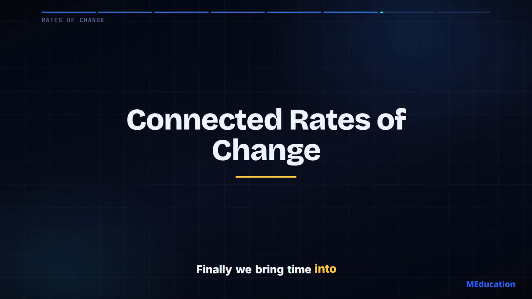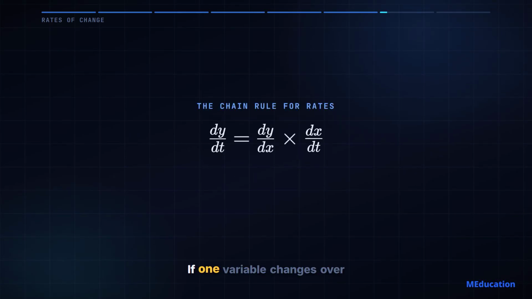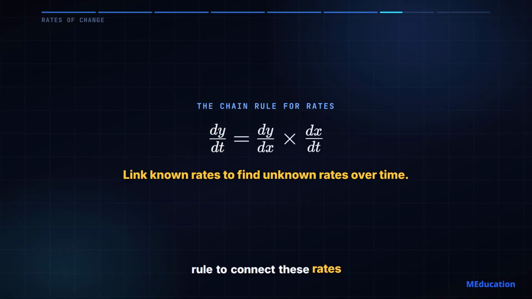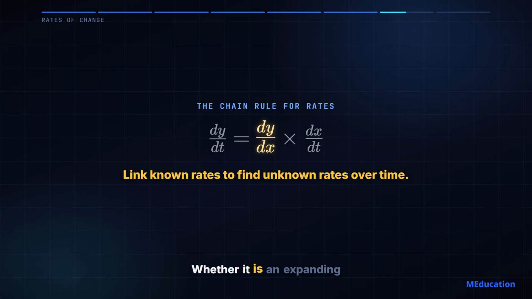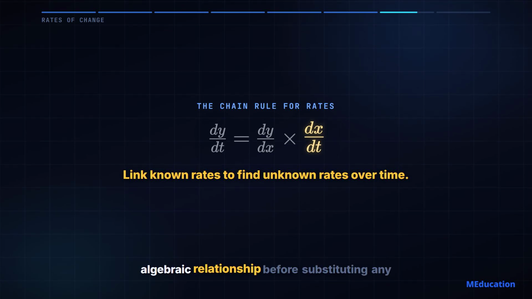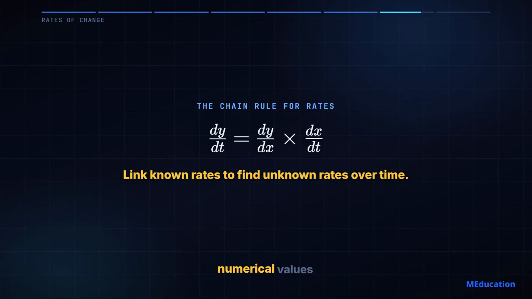Finally, we bring time into the equation. If one variable changes over time, how fast does a related variable change? You will use the chain rule to connect these rates of change. Whether it is an expanding circle or a draining cylinder, you must explicitly state this algebraic relationship before substituting any numerical values. This topic is the ultimate discriminator for top grades in the exam.